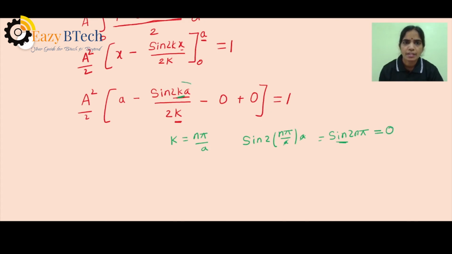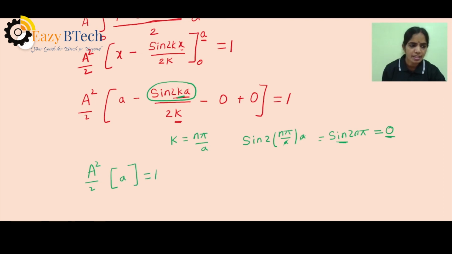So what happens to sine 2ka? This is going to become 0. 0 by 2k will be 0. So then what is left for us? A square by 2 into a equal to 1. So from this expression, you can write A is equal to the square root of this, where a taken onto the other side comes to the denominator, and this 2 is taken to the numerator.